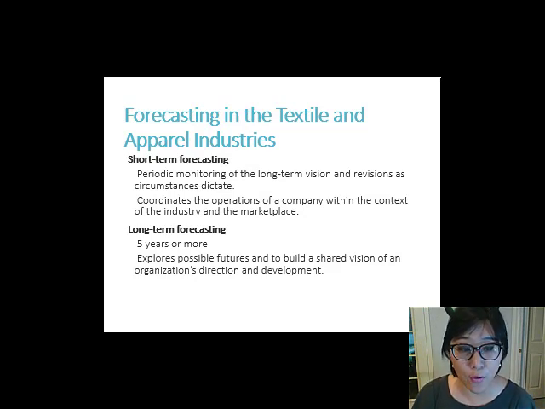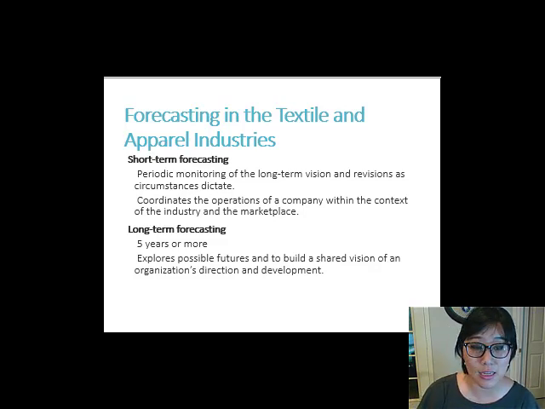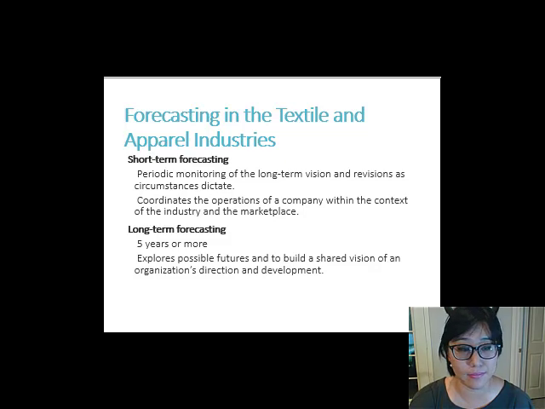Many times, this timeline is not sufficient for decisions related to repositioning or extending a product line, initiating new businesses, reviving brand images, or planning new retail concepts. Long-term forecasting, which is 5 years or more, is a way to explore possible futures and to build a shared vision of an organization's direction and development to make big decisions for fashion companies.